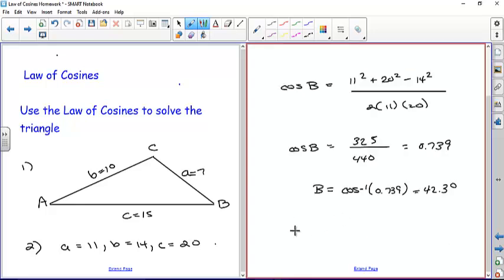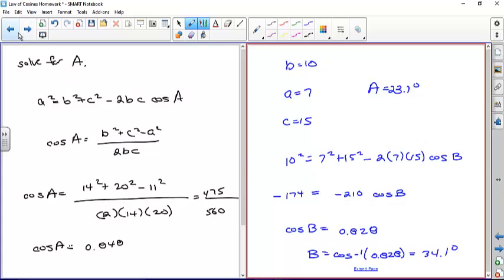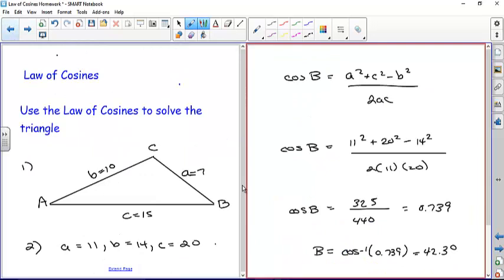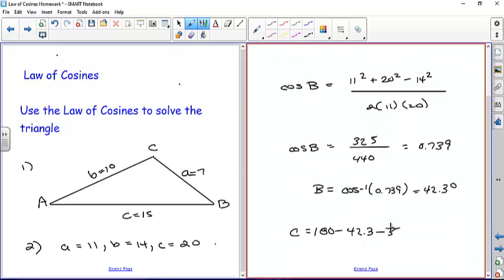So C is 180 minus 42.3 minus, which one are we at here? And A was 32, so minus 32. 180 minus 42.3 minus 32 is 105.7.